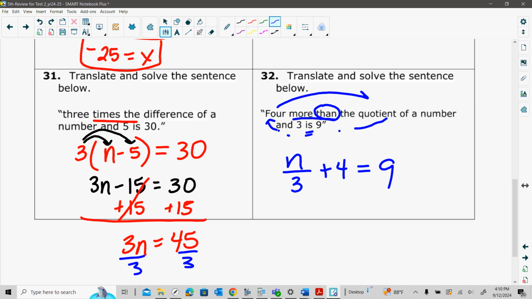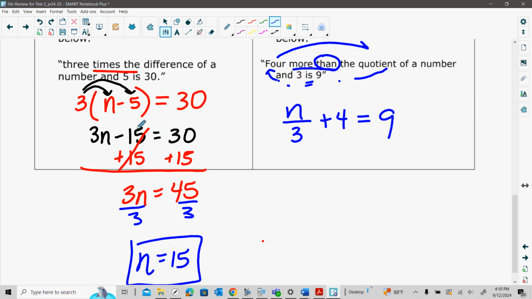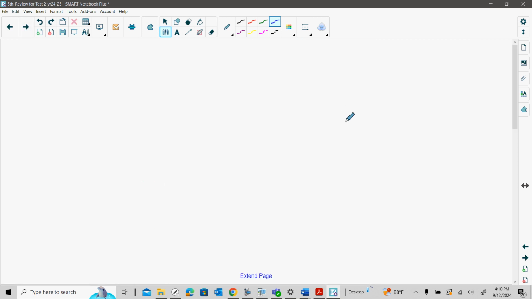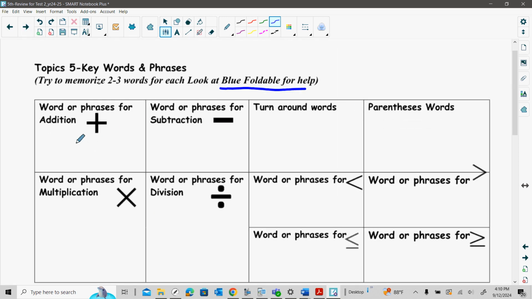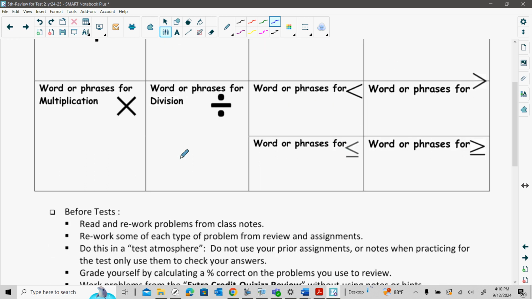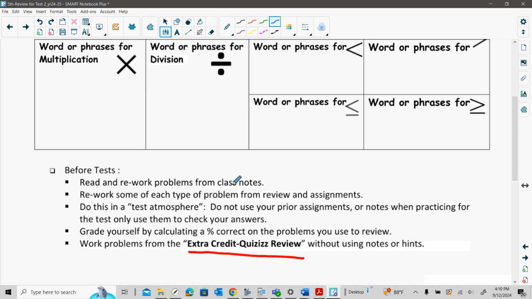Don't forget to help prepare. I think it was on putting your different phrases that you need to study and memorize for each symbol or each expression here, like turnaround words, parenthesis words, words for division. Before the test, make sure you rework problems from your class notes. Okay, you can do it in a test environment, okay, no using of notes. And then check your percentage. But I would definitely do your extra credit quizzes review.